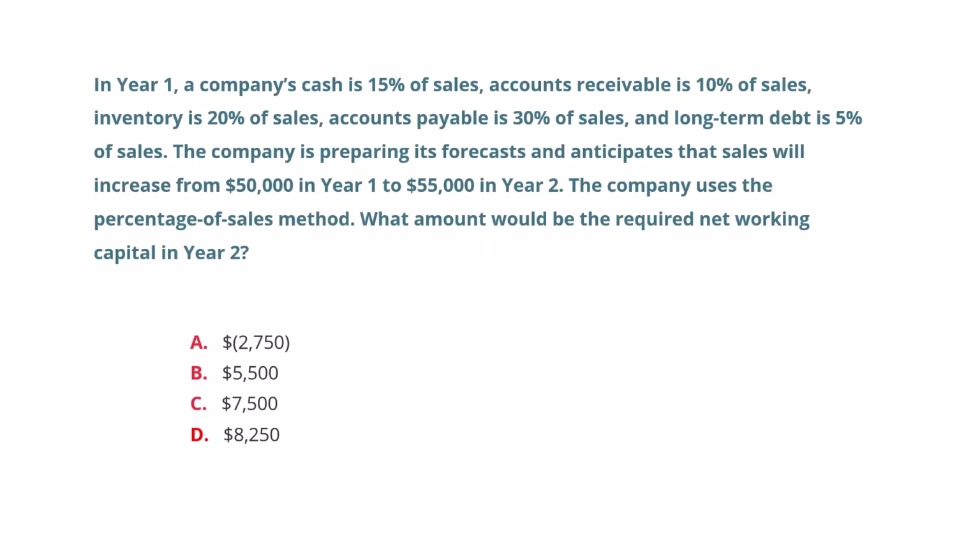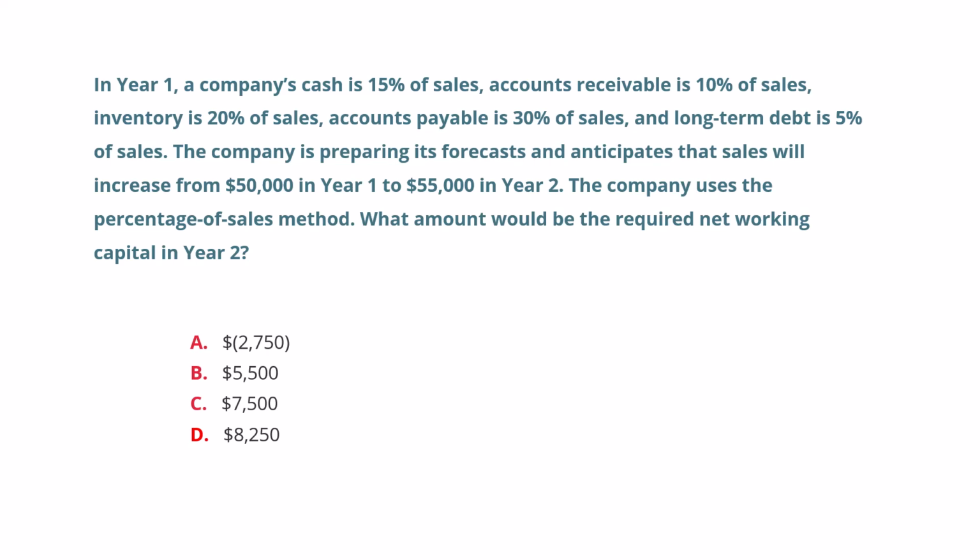What about this one? In year one, company cash is 15% of sales, accounts receivable 10% of sales, inventory 20% of sales, accounts payable 30% of sales, and long-term debt 5%. The company is preparing its forecast and anticipated sales will increase from 50 to 55, so your sales is going up by 10%. The company uses the percentage of sales method. How much net working capital should you have in order to support this 10% increase in sales? Well, you can look at it this way.